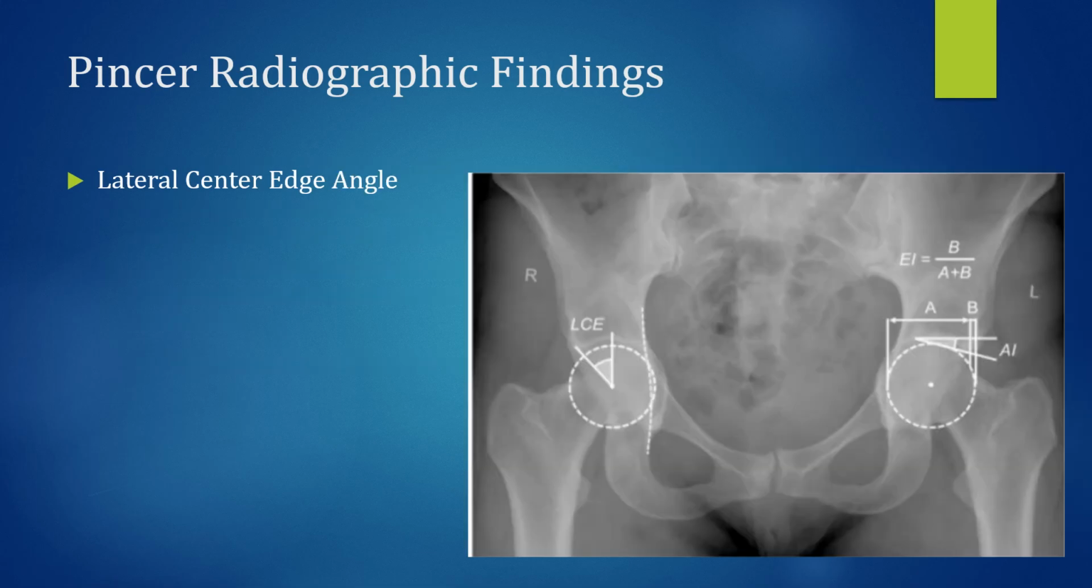If we look at the right hip in this AP pelvis X-ray, we can see how the radiologist measured the lateral center edge angle. So here we have that vertical reference line. We then draw a line from the center of the femoral head out to the most lateral portion of that lip of the acetabulum, and then take the angle measurement between these two lines.